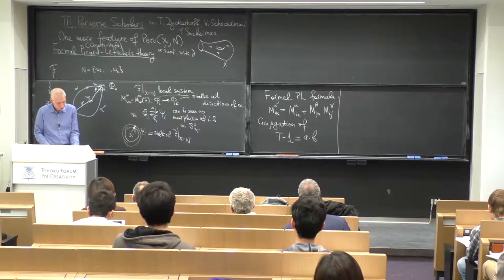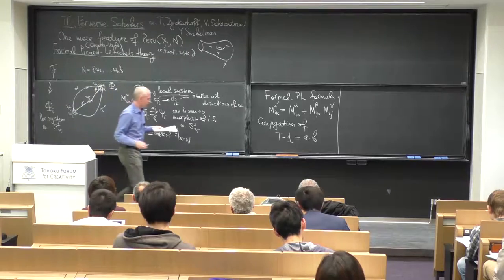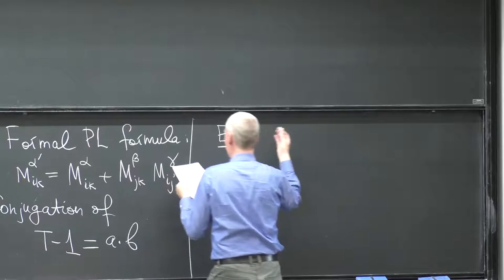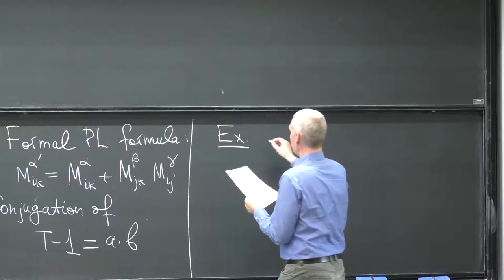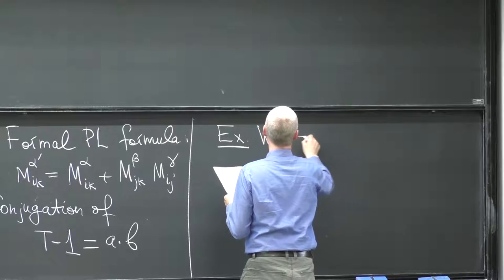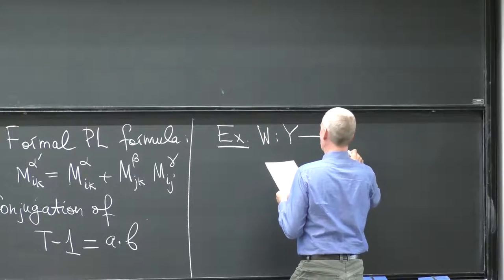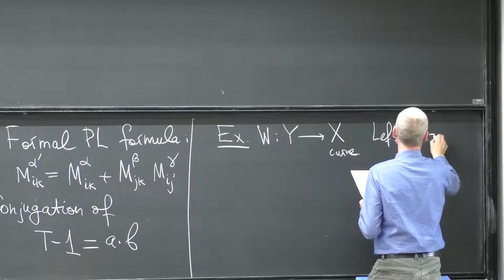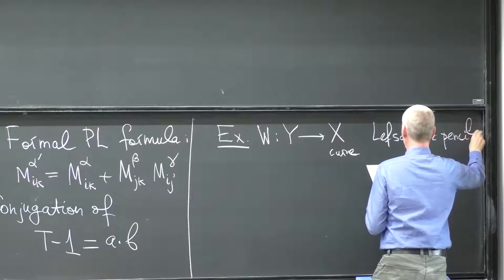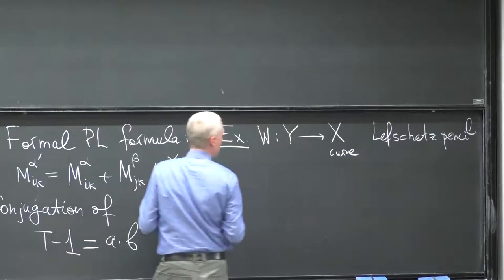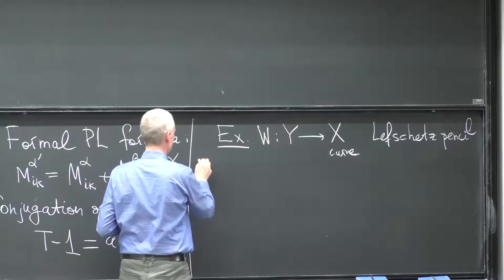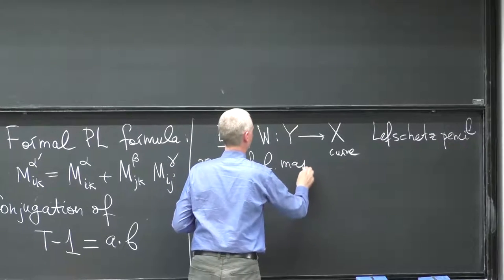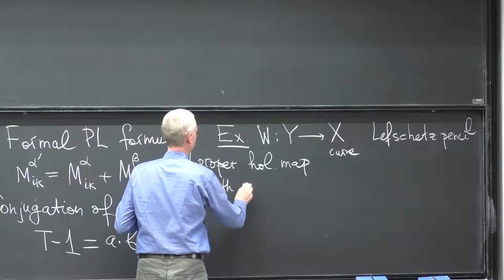The relation with classical Picard-Lefschetz theory is this. I recall very briefly, because Jan already did most of it. Suppose a map from Y to X, where X is now a curve, is a Lefschetz pencil. That is the simplest situation. It means a proper holomorphic map with only Morse critical points.